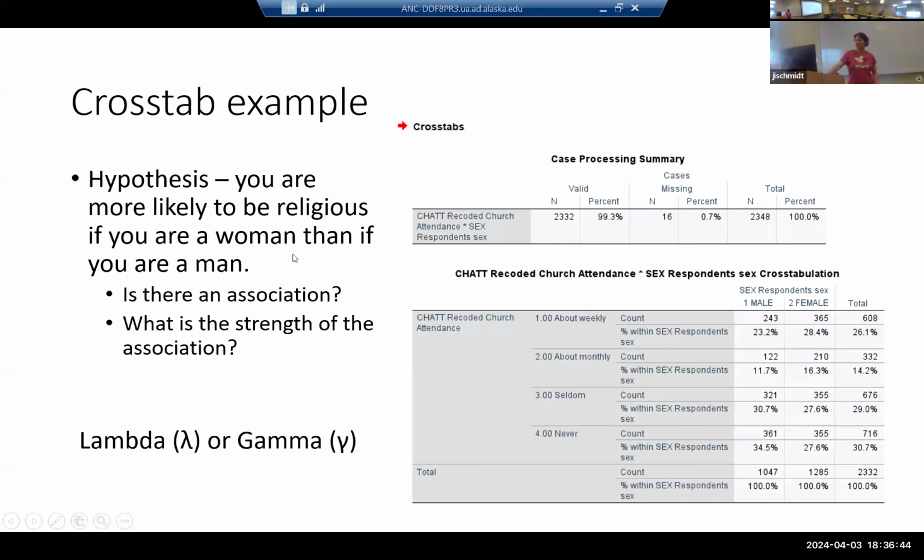Okay, so let's go back to our crosstab example. So we had this hypothesis that gender influences religion. We found that women tend to attend church more. Now the next step is, is there an association? So how do we test for an association? Someone walk me through what we do in SPSS.